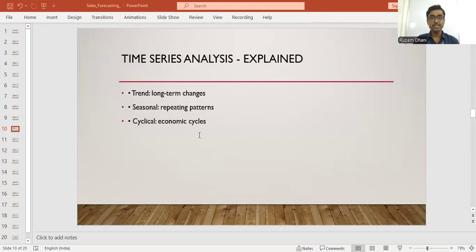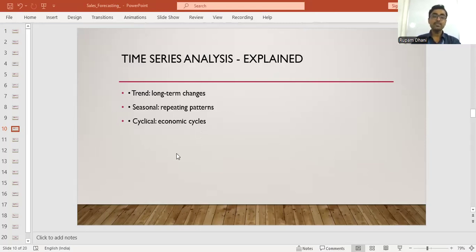Next is the cyclical process. These represent longer-term fluctuations in sales, often influenced by economic cycles like recession or booms. Okay, so it's a cyclical process. Every time, for example, the financial investment. Normally our financial year ends in the month of March. So during March, a lot of people want to invest in different financial instruments to minimize their tax liability. Okay, so that's the cyclical process.